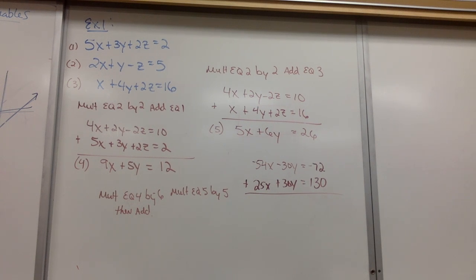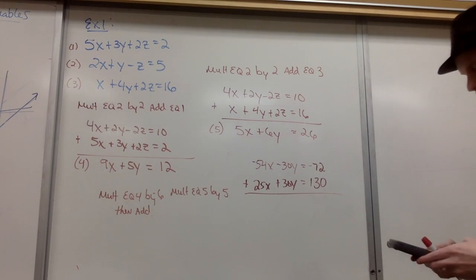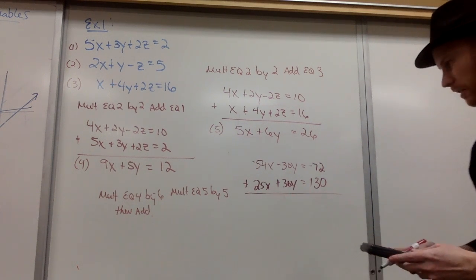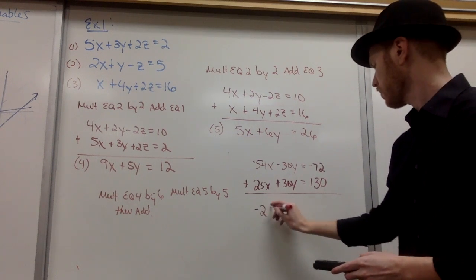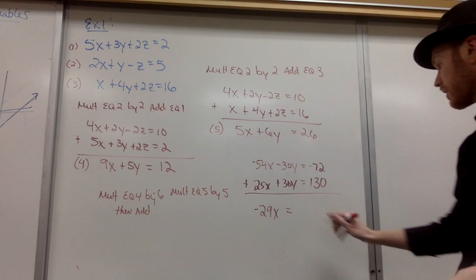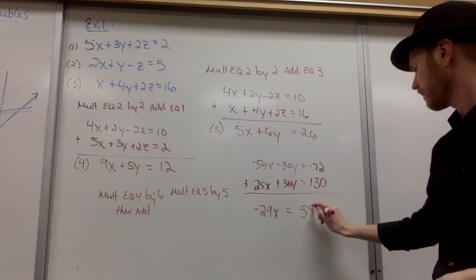Hopefully you can see the importance of labeling all of this because it can get a little bit tedious. So, adding these guys together, I don't want to do this and be incorrect, so I'm going to cheat a little bit with the calculator. So we get negative 29x. The y's cancel, and that's going to equal a positive 58 for that guy.